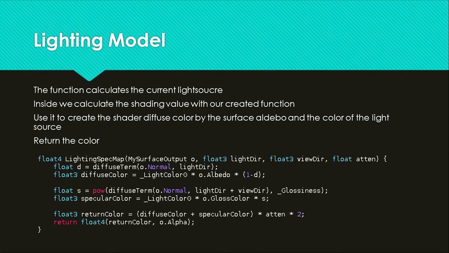Inside the function we calculate the shading value with our created function. We then use it to create the shader diffuse color by calculating with the surface albedo and the color of the light source. Finally, we return the color multiplied with the alpha value of the surface, and now we can create the Lambert diffuse lighting model.